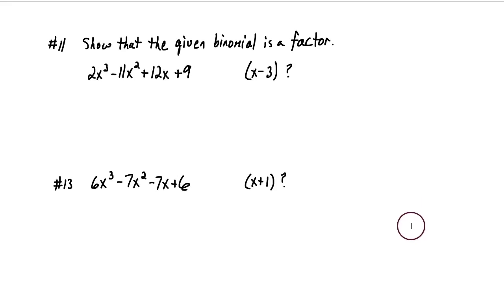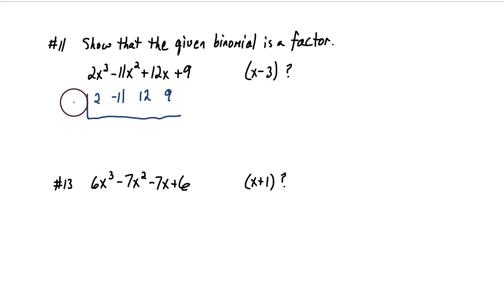Next, number 11. Show that this binomial is a factor of this polynomial. For this to be a factor, it has to divide in there evenly. When you divide it in, you have to get a remainder of 0. Let's use synthetic division. 2, negative 11, 12, and 9.